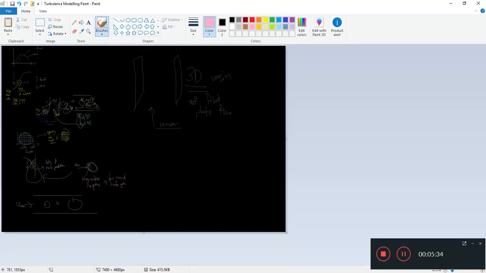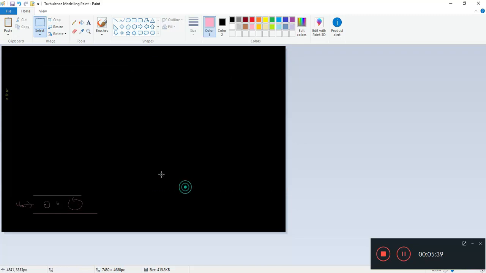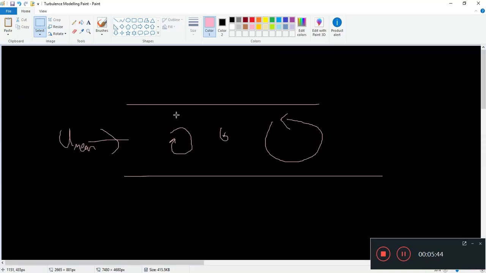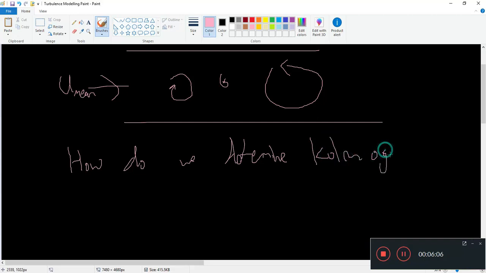Okay, I think I want to delete all of this. Let's go with this simple picture first. So you have these big eddies, and then you have these small eddies. How do we determine Kolmogorov scales?